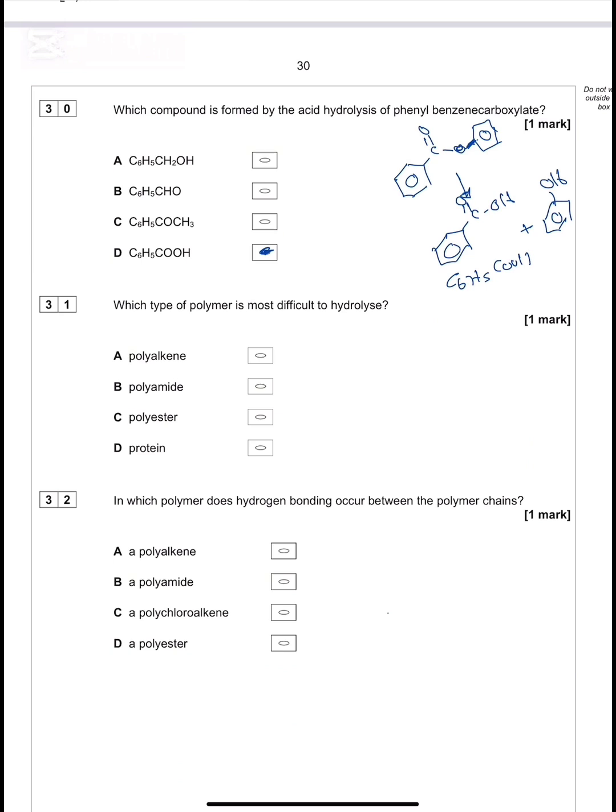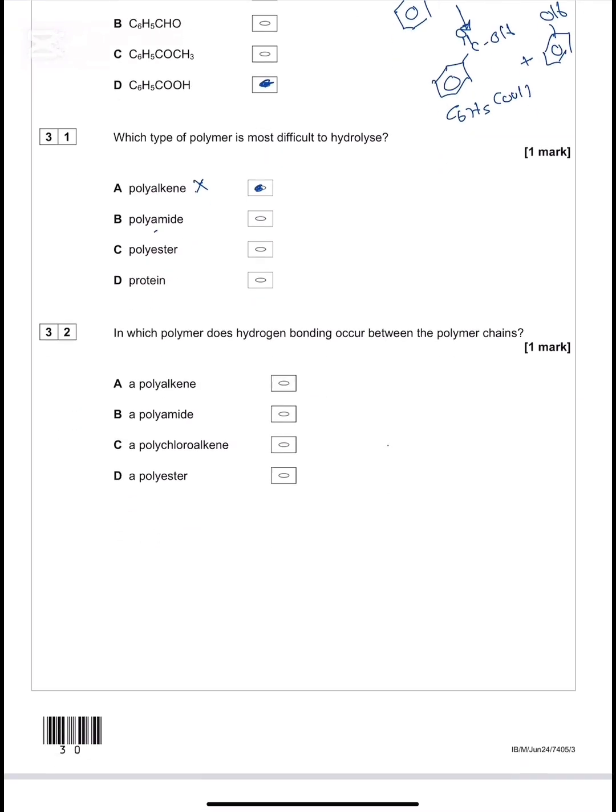Which type of polymer is most difficult to hydrolyze? Of course, the one which doesn't have any amide or ester bond. So the polyalkene doesn't have any of that, so it's very difficult to hydrolyze. However, polyamides are easier than polyalkene because they have an amide bond. Polyester has an ester bond, and protein has the amide as well.